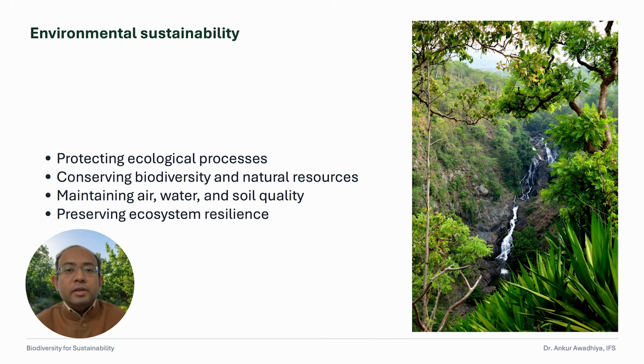Let us now begin with the environmental pillar. Environmental sustainability means protecting ecological processes, conserving biodiversity and natural resources, maintaining air, water, and soil quality, and preserving ecosystem resilience. The natural scene shown on the slide helps us remember that sustainability is not only about visible resources. It is also about the living systems and processes that keep landscapes functional over time.